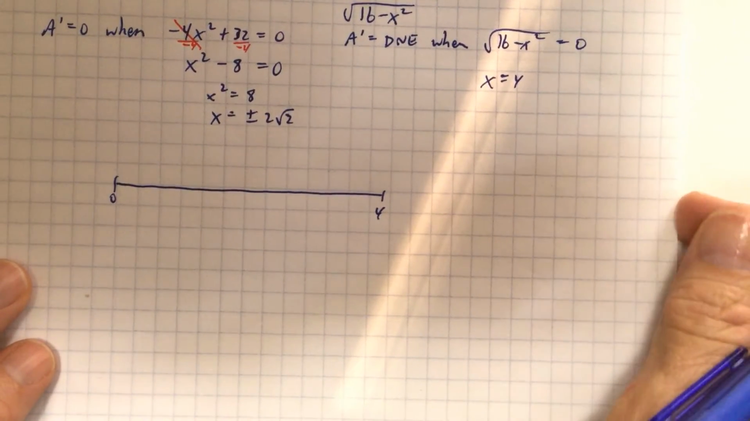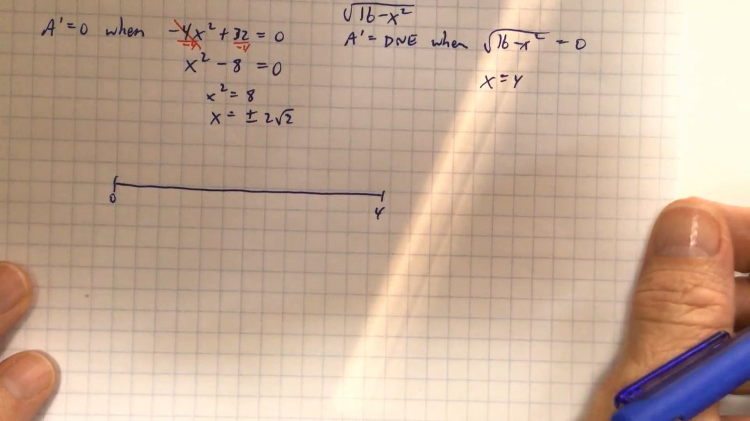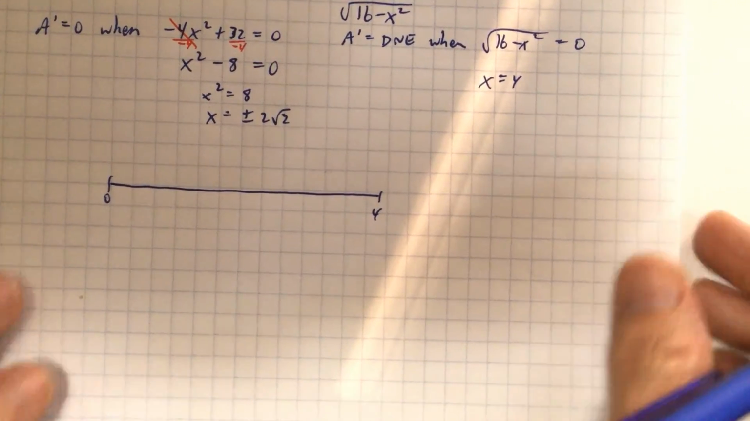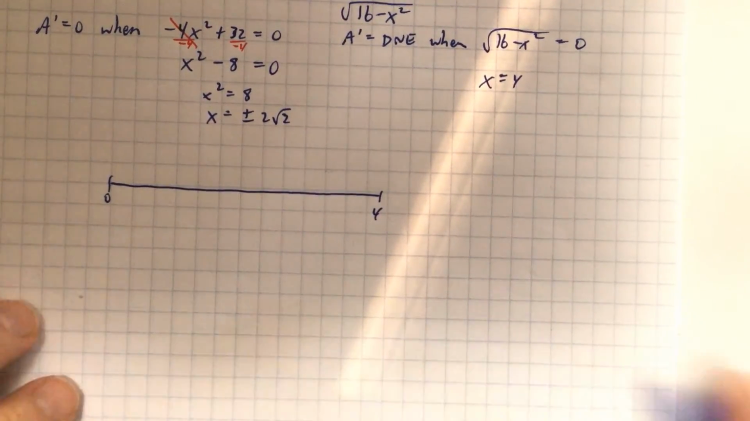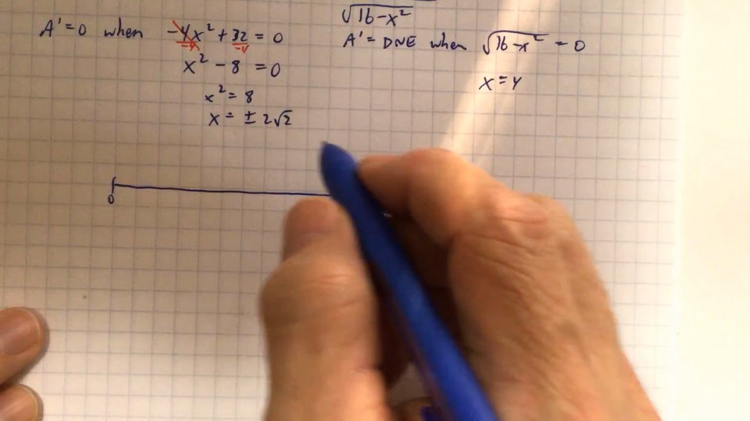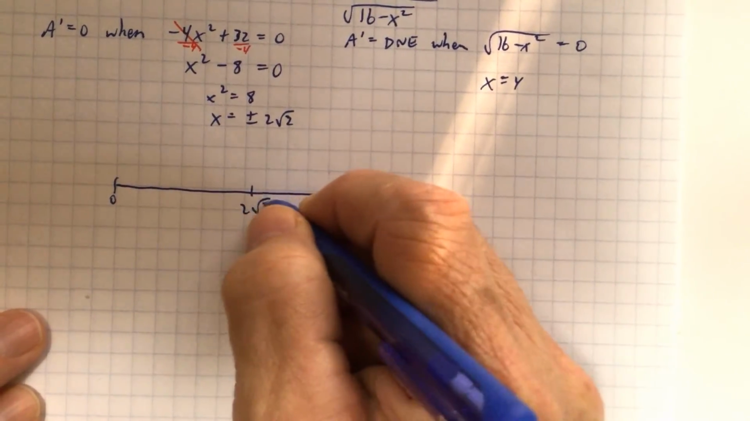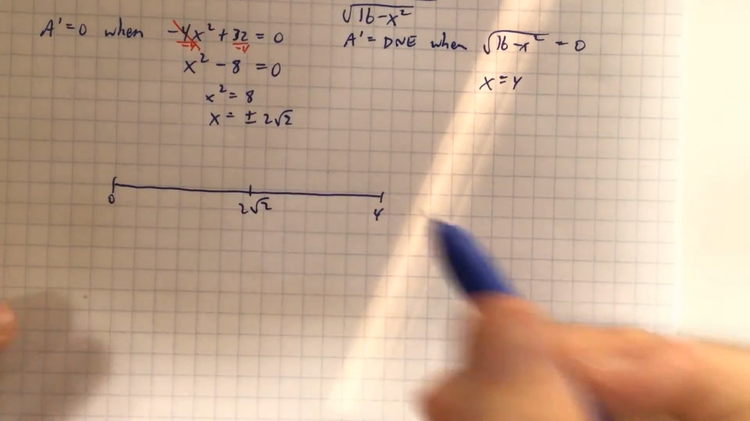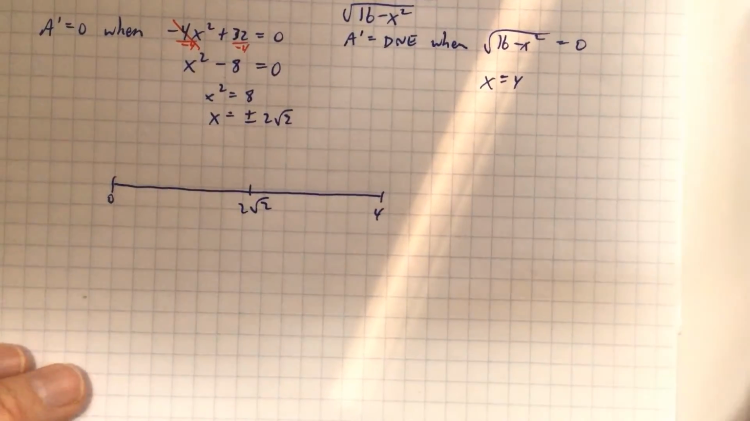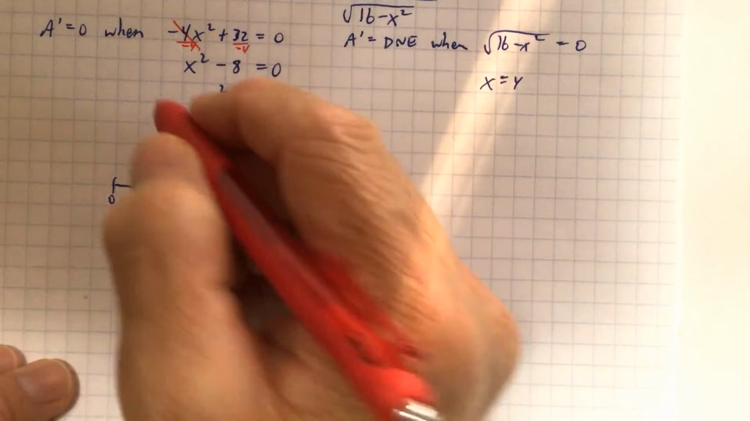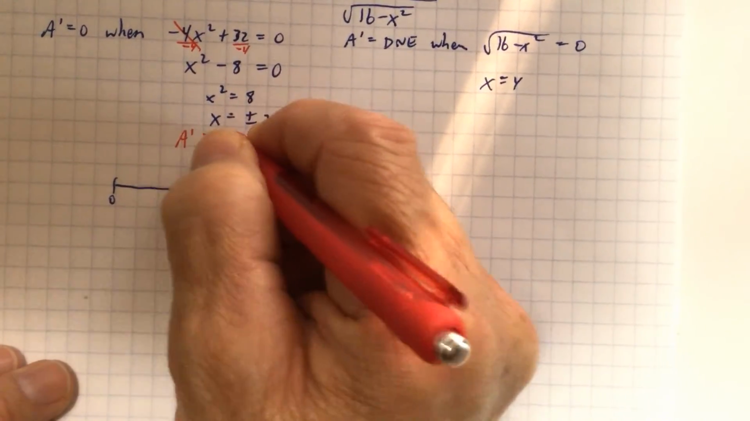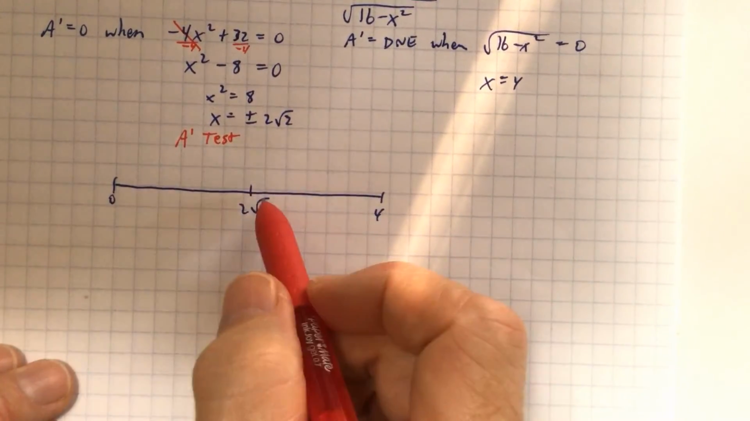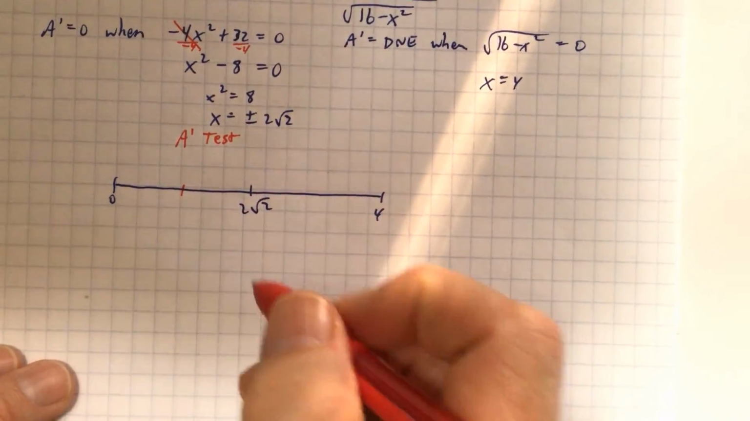X can't be bigger than that, because if x were bigger than 4, then the rectangle would be outside of the semicircle. So that's not allowed. But 2 radical 2 is in here somewhere. 2 radical 2 is a little bit bigger than 2, so it's in there. And so we have to figure out, well, what's going on with the derivative? Well, this is our A prime test. In between 0 and 2 radical 2, certainly 1 could be a good test value.